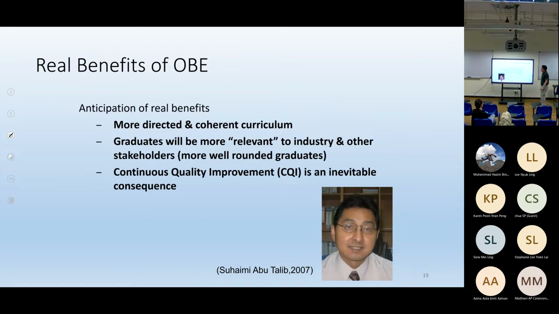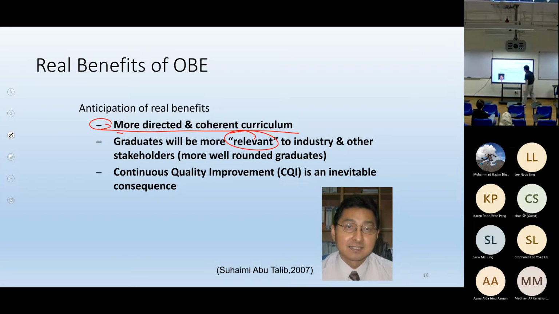Benefits, real benefits of OBE, anticipation of real benefits, more directed and coherent curriculum. This is the one I like. If you are a practitioner of OBE, your curriculum is more coherent and it is more directed. Why? Because whatever you put there, it's not because you nak masuk, it's because keperluan student. The student needs this when they graduate. That's why I put it in. Not because I want to put it in. Graduates will be more relevant. This is another keyword. To industry and other stakeholders. To be competitive, more relevant and competitive, right?